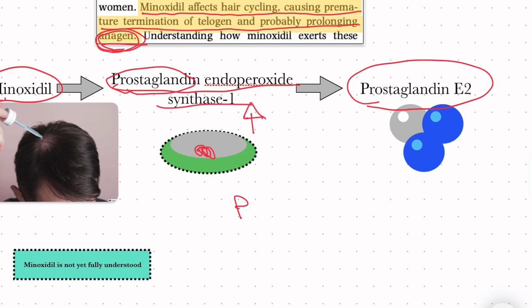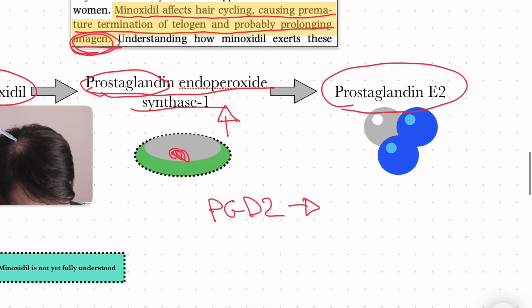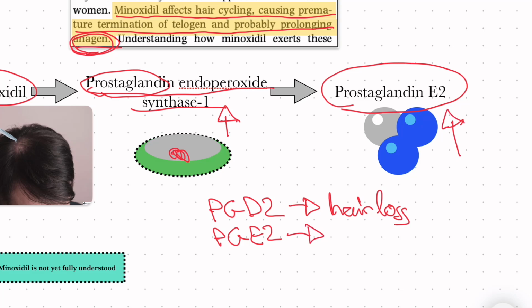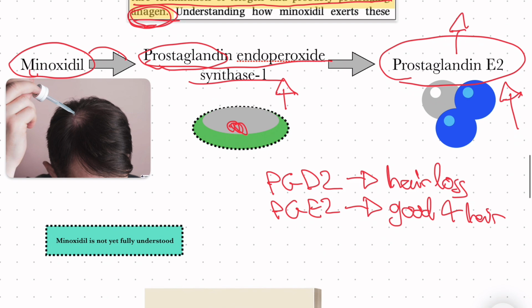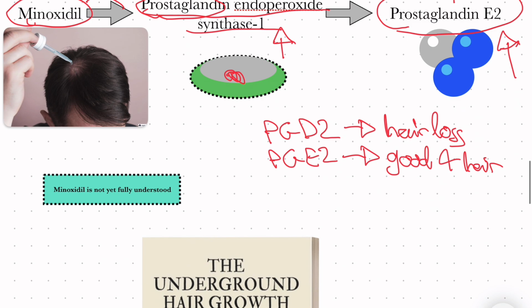Now, some prostaglandins, like PGD2, are actually bad for hair growth, or actually contribute to hair loss. But some prostaglandins, like PGE2, which is this one over here, are actually good for hair growth. Good for hair. And so, yeah, minoxidil upregulates the enzyme that produces prostaglandin E2. Prostaglandin E2 goes up, and this helps maintain healthy hair cycling that can contribute to normal hair growth.